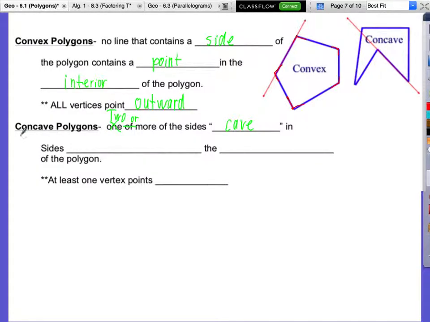So once again, extended sides. Just like we extended those sides on the convex polygon, if you have extended sides, I want you to write in extended. Extended sides, they can intersect. Some of them will intersect the interior of the polygon. They'll go inside the polygon.